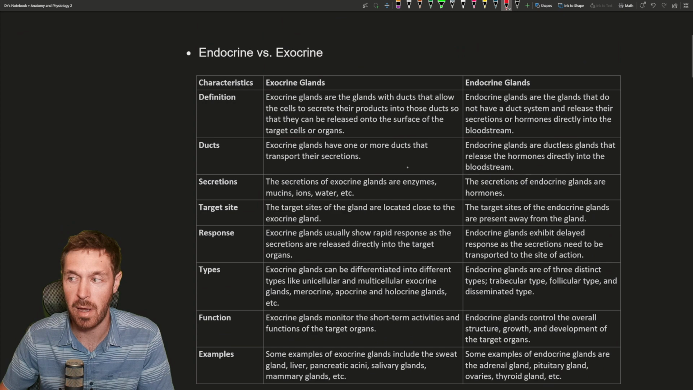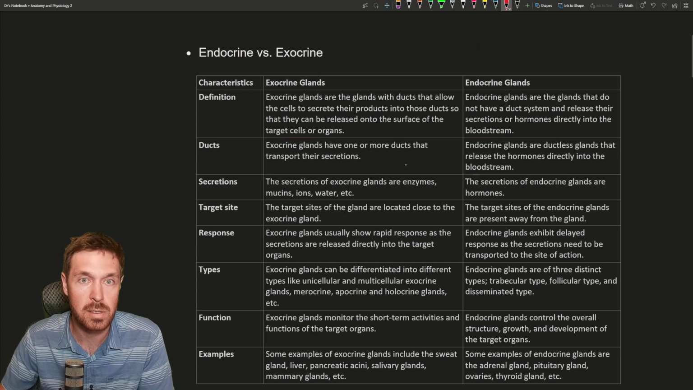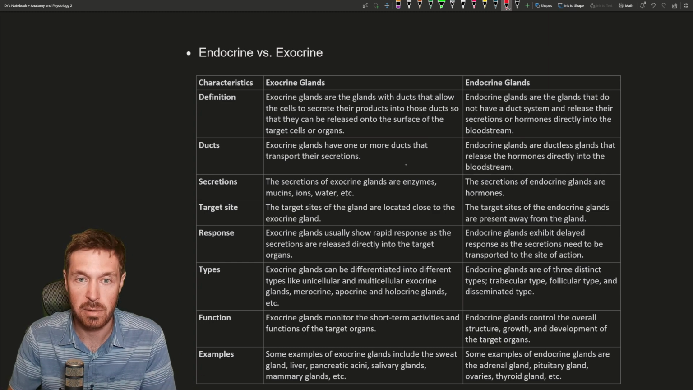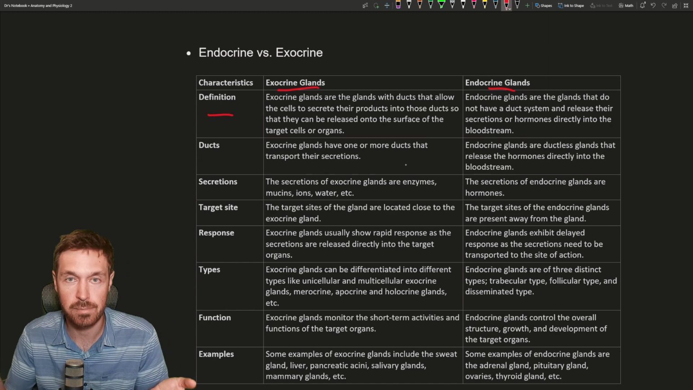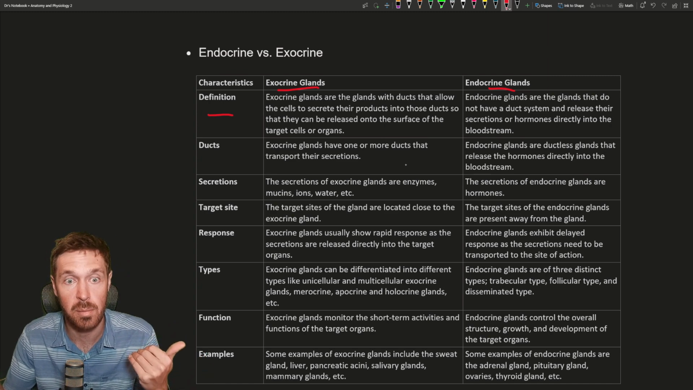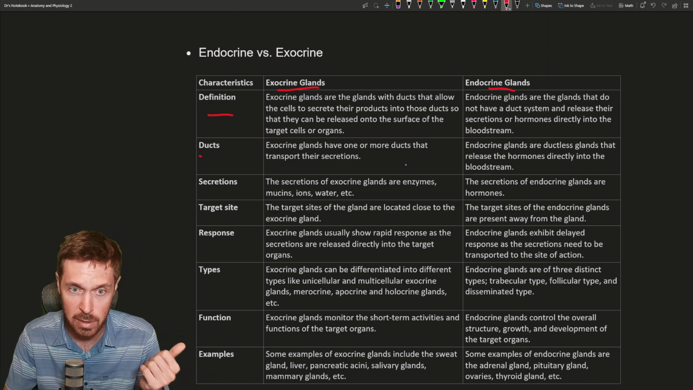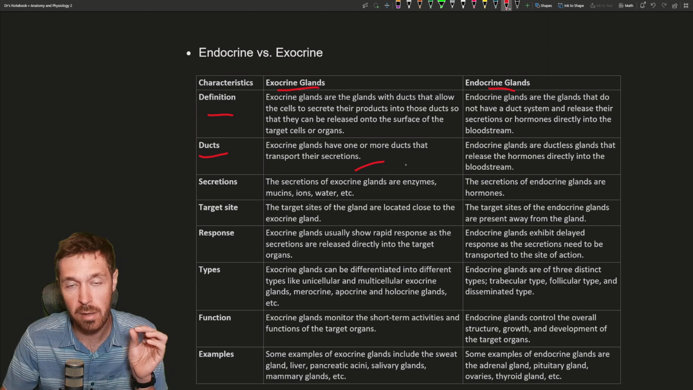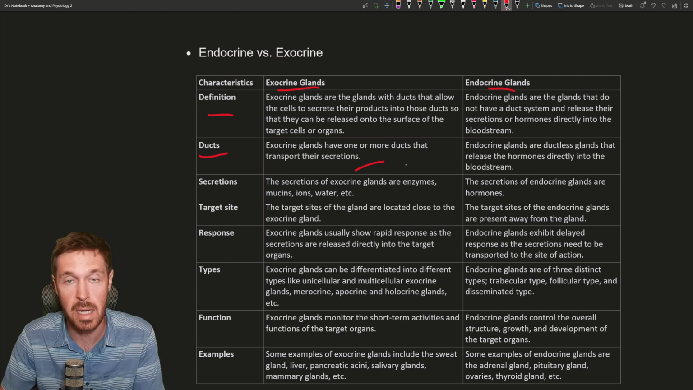So, here I have a table with lots of words comparing endocrine versus exocrine. Mainly, it just breaks it down. So, here we have exocrine, here we have endocrine. Definition wise, it's whether they have ducts or they don't, pretty much, and how they secrete their products. The definition here comes with the rest of the parts of this table. So here, ducts. Exocrine glands have one or more ducts that transport the secretions. Think about your sweat glands, your oil glands, and things like that. All of those are secreting things via ducts.